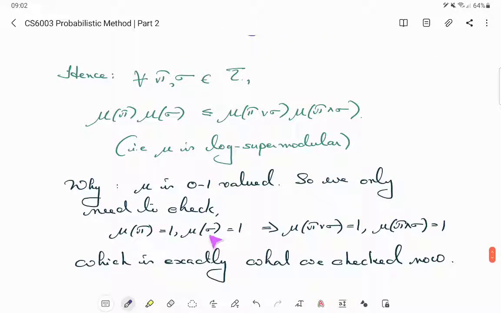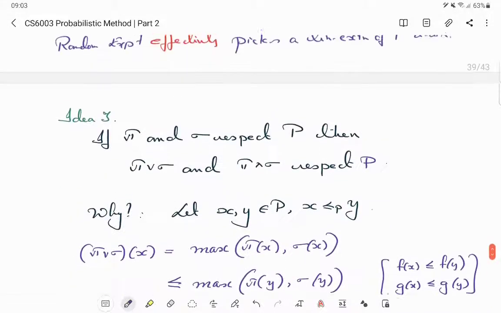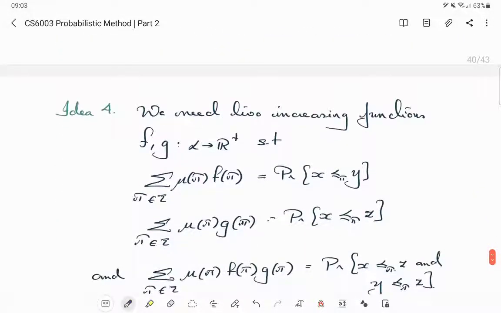The only case it can go wrong is when the left hand side is 1 for both, but one of the right hand side terms is 0. That is not going to be the case, because if this is 1, that means pi respects P. If this is 1, that means sigma respects P. We just showed that in that case this also will be 1 because the join respects P. This also will be 1 because the meet respects P, right? So when both are 1, this would never be 0. Hence, this verifies the log supermodularity condition for mu. That finishes idea 3. Okay, now idea 4.